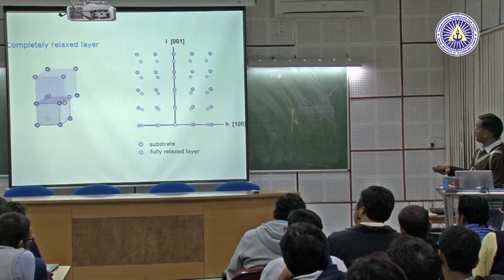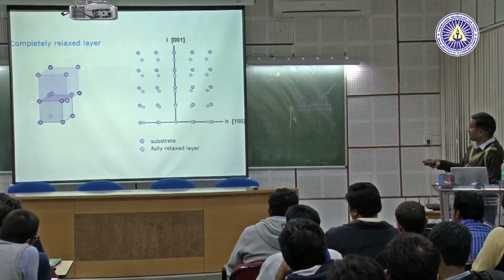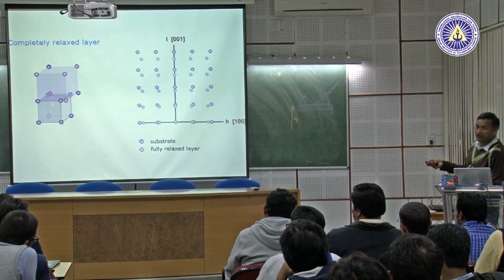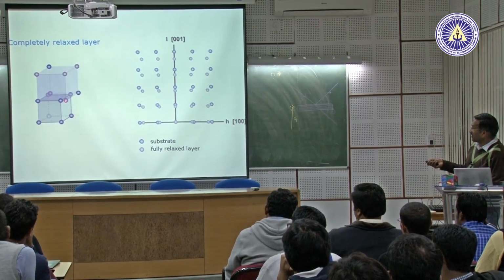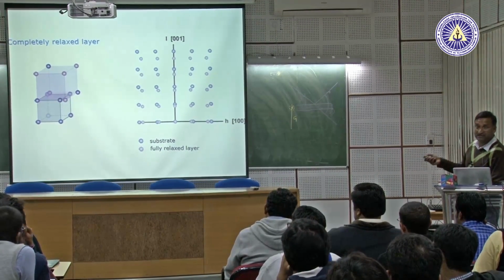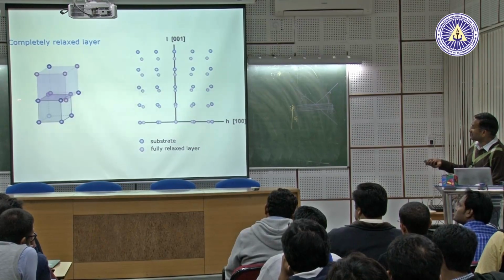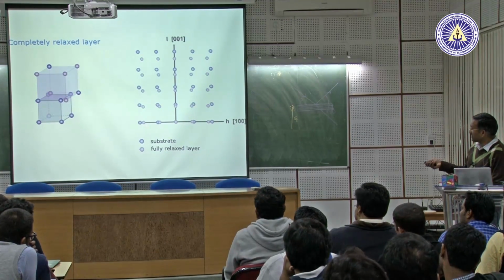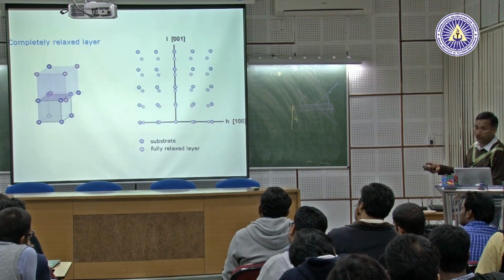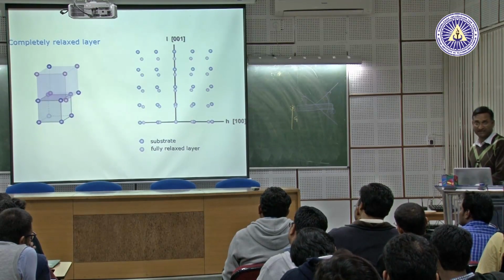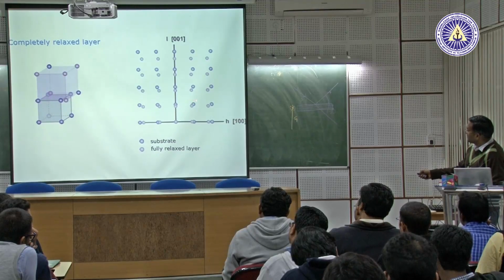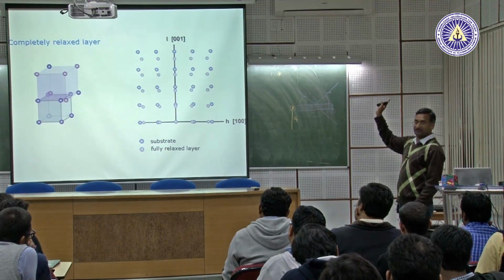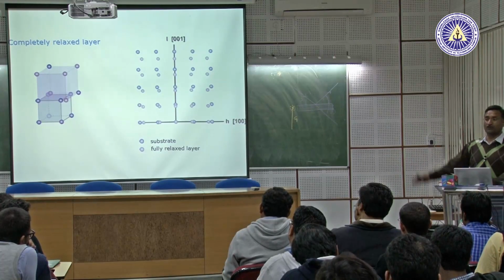A completely relaxed layer will give you something slightly different. If you have a layer which is relaxed, the lattice parameters are slightly different here, which means the atom to atom correspondence is not maintained in the layer anymore. As a result, the in plane lattice parameters are different, and you can see that along this direction also you have some change in the spacing. So, this asymmetry starts coming in the asymmetric reflections, where they start spreading out diagonally instead of going in the vertical direction.